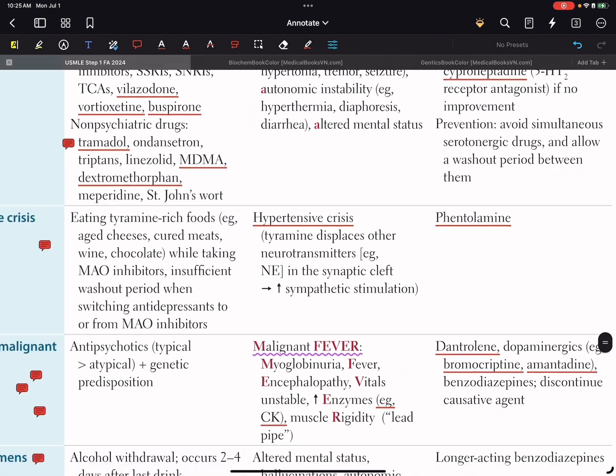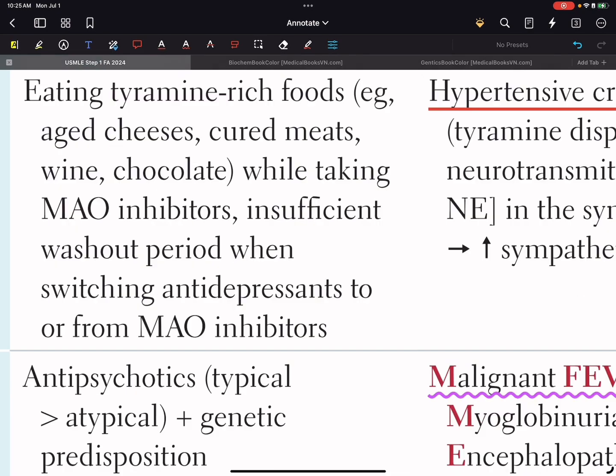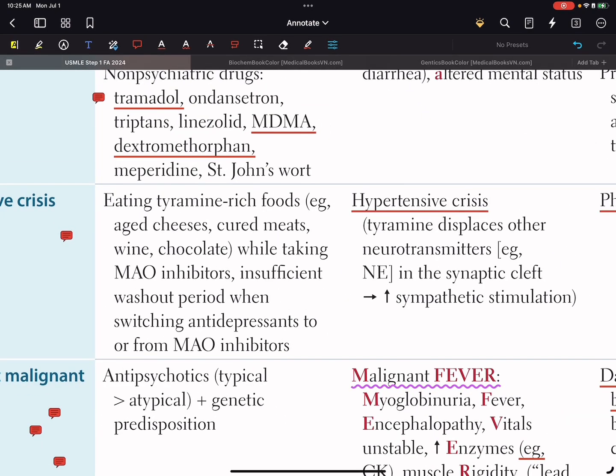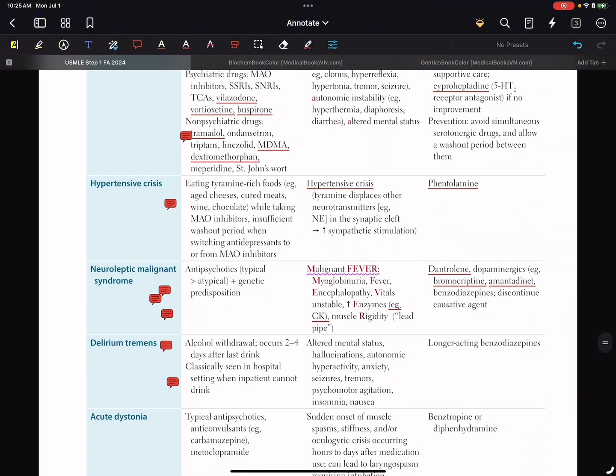So this is an alpha-1 blocker, and the hypertensive crisis case will be a patient who was treated for treatment-resistant depression with MAO inhibitors. He went to a restaurant, ate meat and cheese, and then developed hypertension, tachycardia, blurred vision, and severe headache. This is a hypertensive crisis, and the treatment is phentolamine.